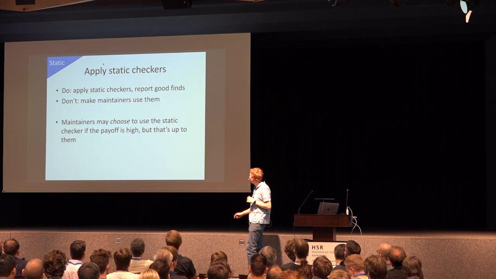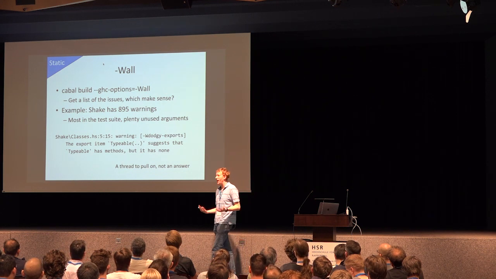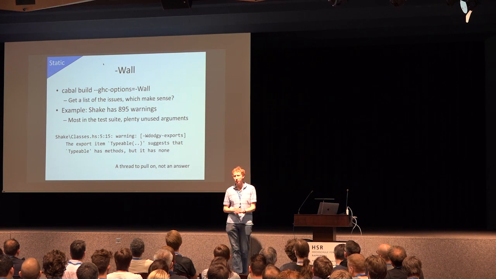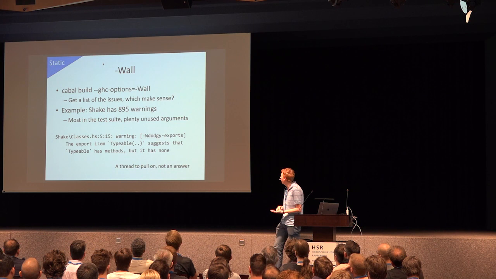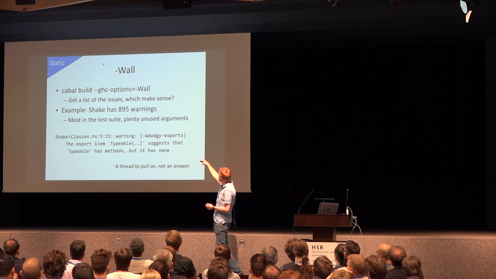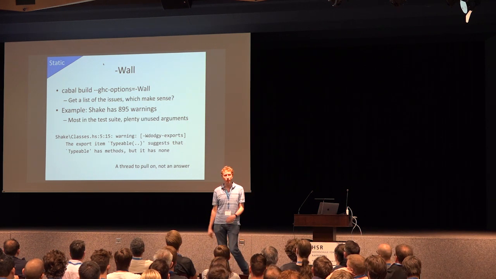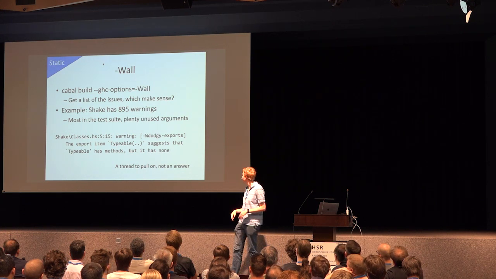But find the bugs this way. So the static analyzer that everyone uses is the warning flag, -Wall. This turns on all warnings for GHC. It's as simple as running cabal build with GHC options -Wall, and you can get a list of all the warnings in a project. I would pipe it to a file and have a little search through.